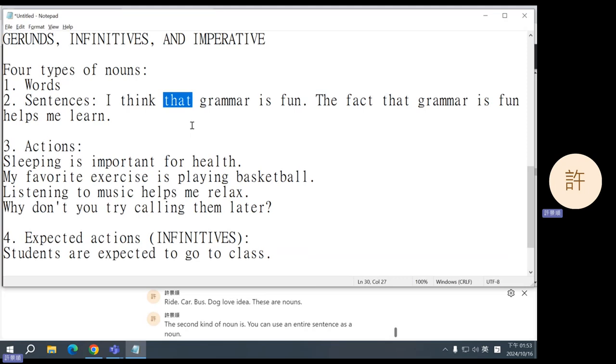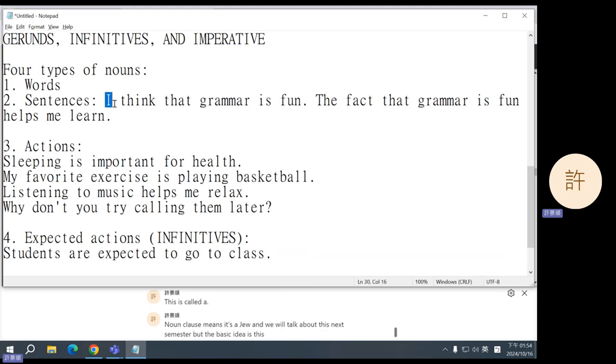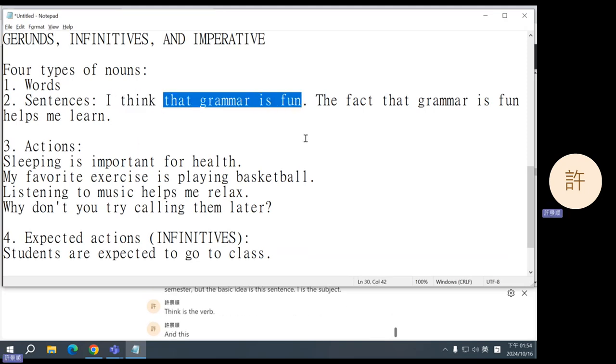If your sentence has the word that and then a complete sentence, this sentence is being used as a noun. This is called a noun clause, 名词子句, and we will talk about this next semester. But the basic idea is this sentence: I is the subject, think is the verb, and this sentence is the object.